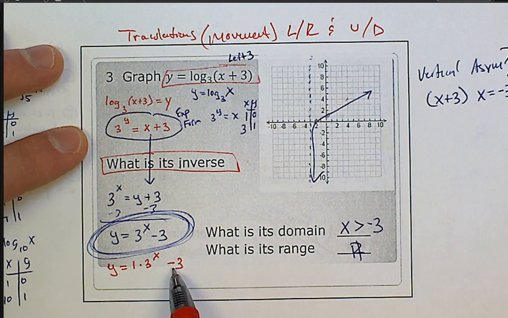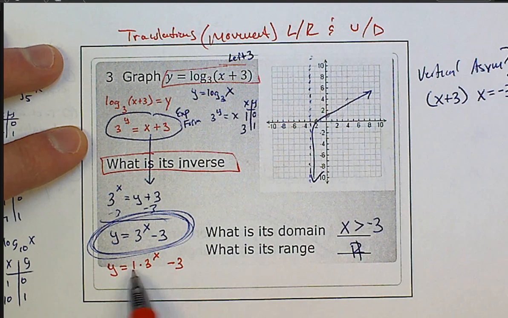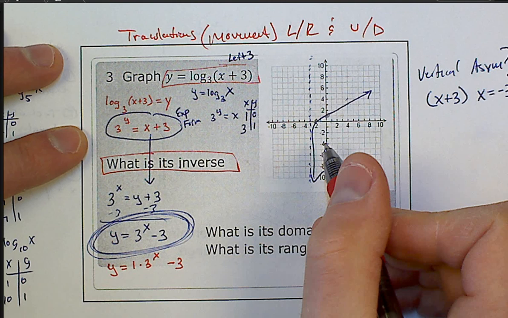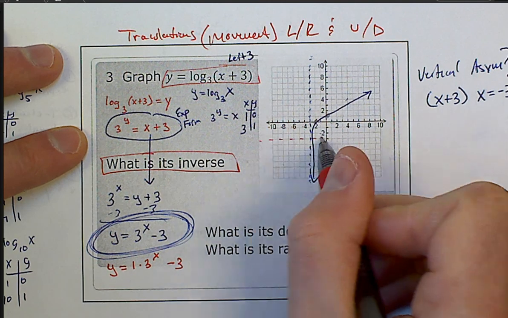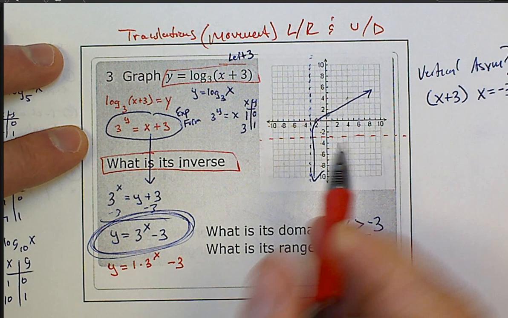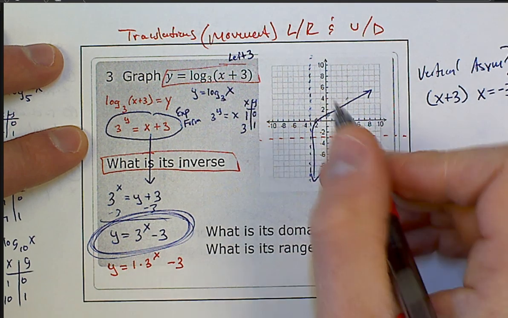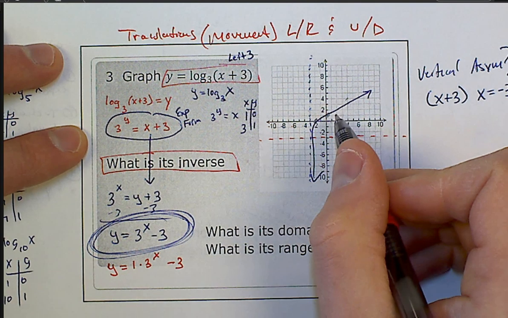So that would look like this graphically. So this is review, right? This is an exponential function, so now it has a horizontal asymptote at negative 3, which would be right here, right? I'd be starting at 1, but then everything needs to move down 3, so I would move down 3.